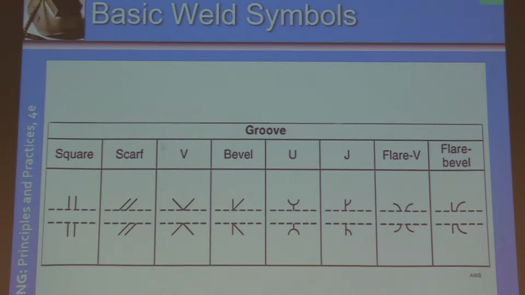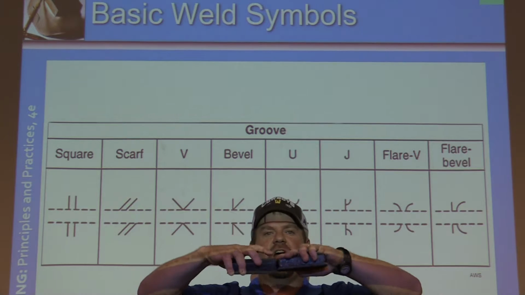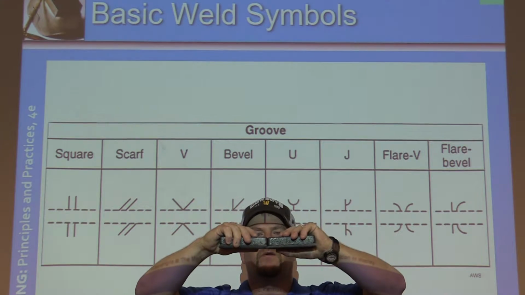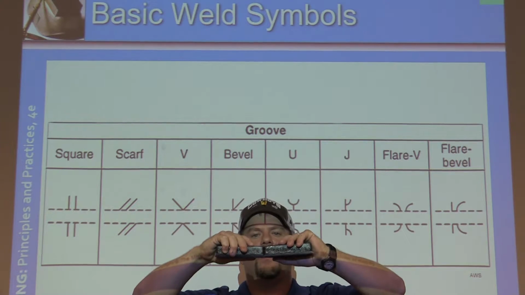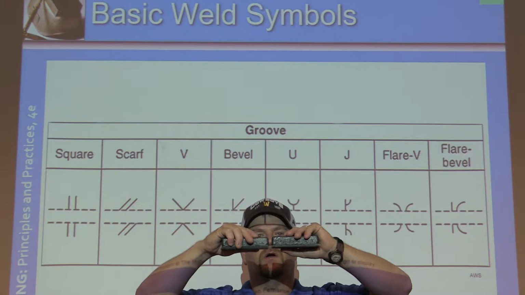Real quick, square groove. So a couple examples I'm going to do. Two pieces of plate. You put them together, the edges are squared. There's no preparation on them whatsoever. Square groove, square weld on a butt joint. They're butted together, square groove weld.